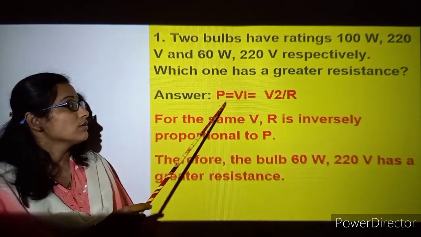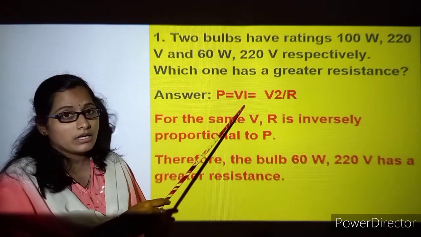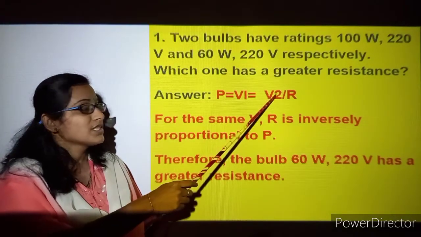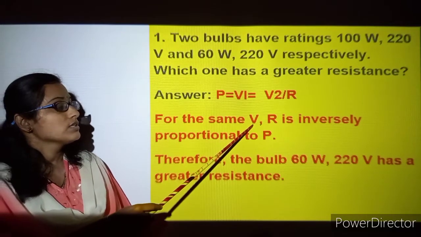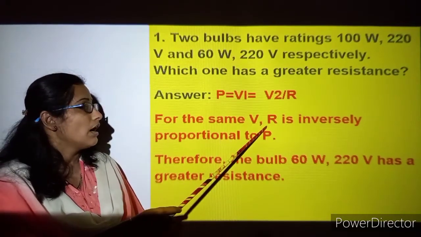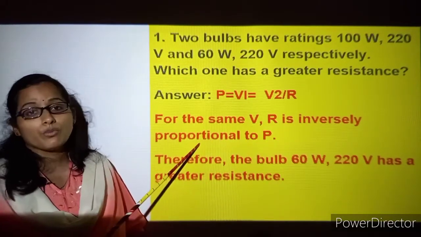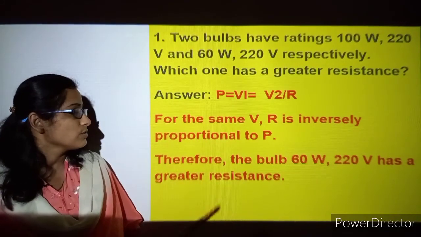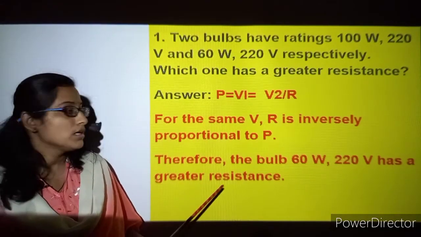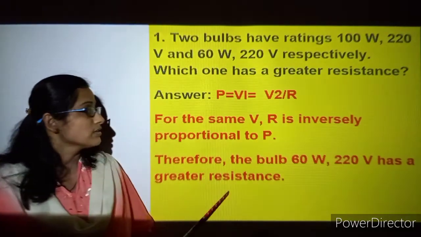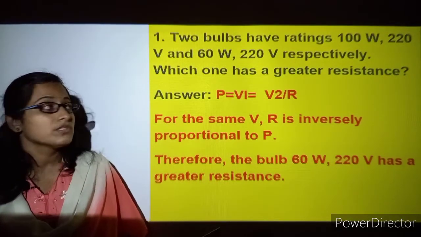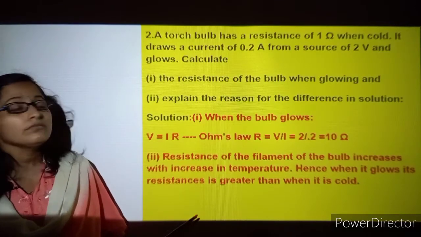So power, P is equal to VI is equal to V square by R. For the same V, which is given, R is inversely proportional to P. Therefore, the bulb of 60 watt and 220 volt has a greater resistance. So moving to the next one.